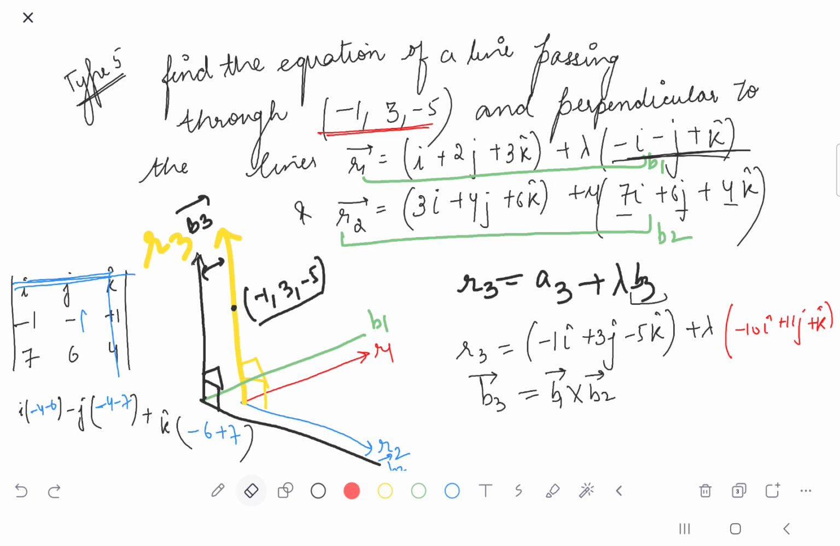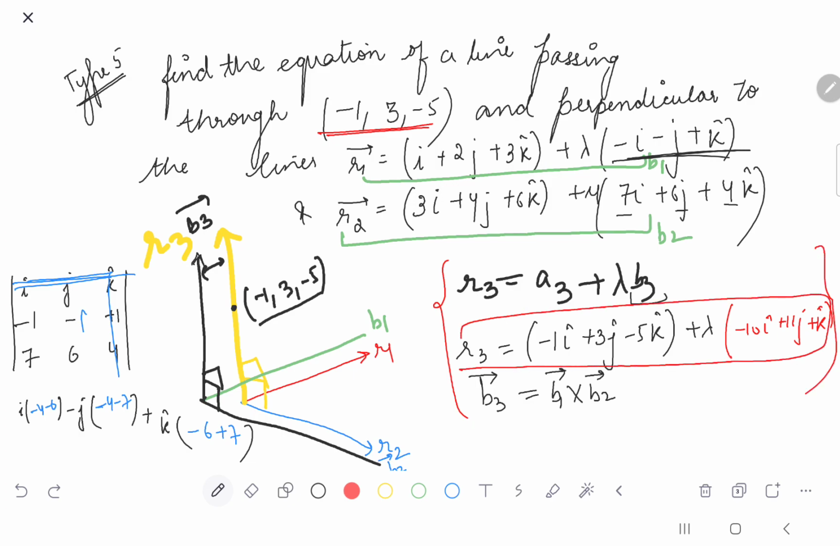So the question says find the equation of a line passing through this particular point and perpendicular to the lines R1 and R2. You understand? Yes, ma'am. This is the line. So this is going to be a type number 5. Yes or no? Yes, ma'am. All right. That's the question.